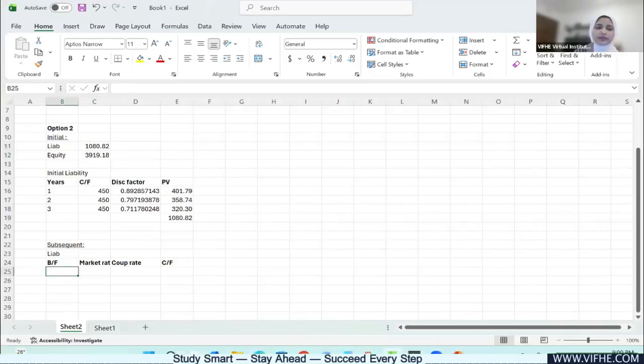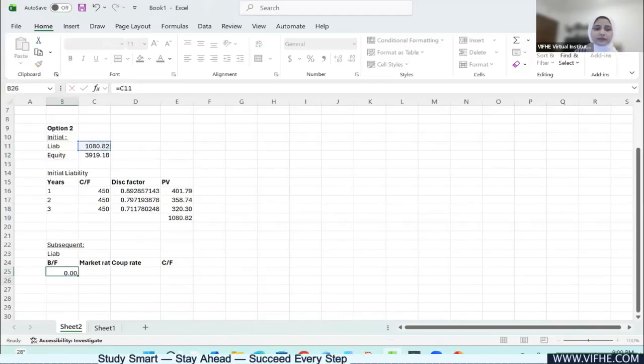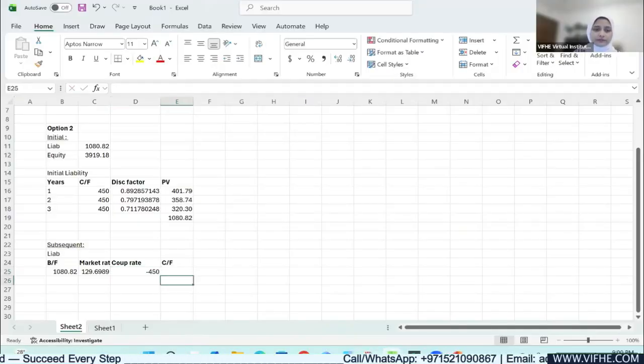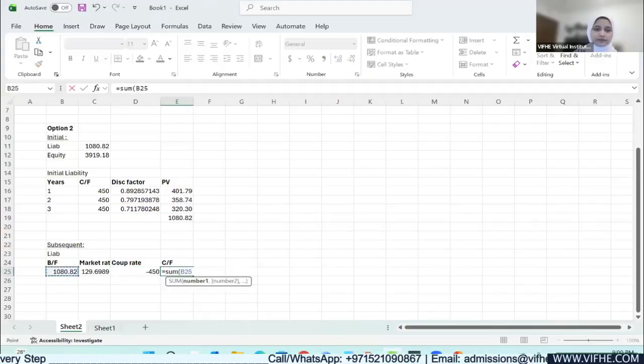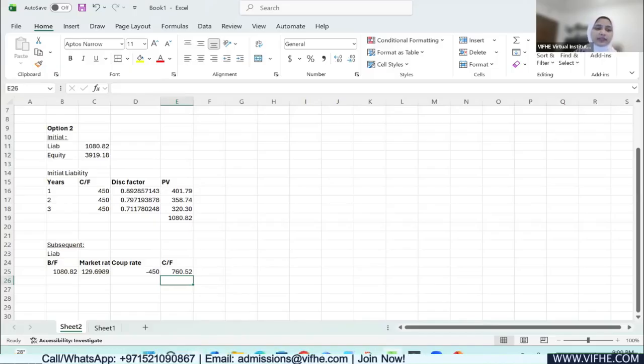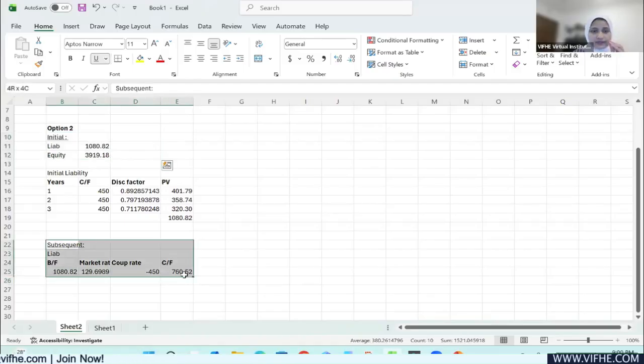So for my brought forward, I have to take this liability and unwind it at the market rate, which is 12%, minus the coupon rate, which is the 450. This is how I would have done my calculation, because they wanted the calculation only for the first year ending 31st December 20x8. So for the year end 31st December 20x8, my beginning of the year initial measurement is this and the subsequent is this. This is what I have to explain in words. Now, does anyone have a doubt here before I start explaining this in words?